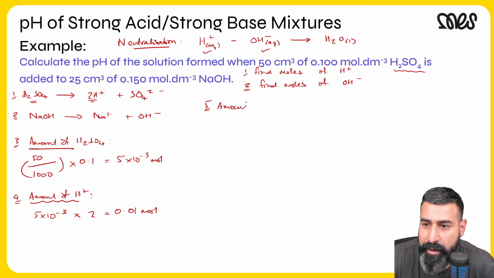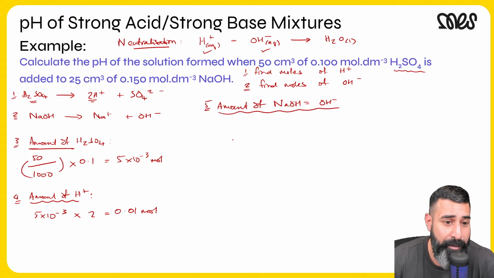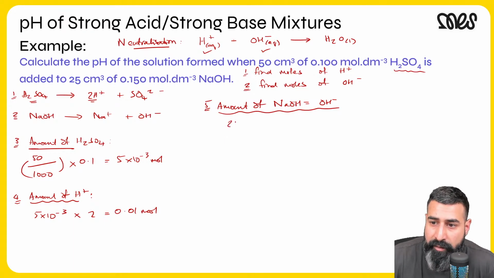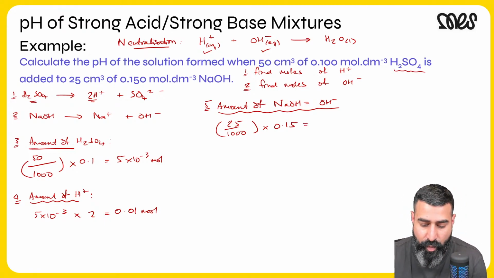Next, I'm going to have a look at the amount of NaOH, which is equal to the amount of OH minus. I'm just going to do that in one step here. So I've got 25 centimeters cubed of that. Multiply that by 0.15. What does that give me? 25 over 1,000 times 0.15.